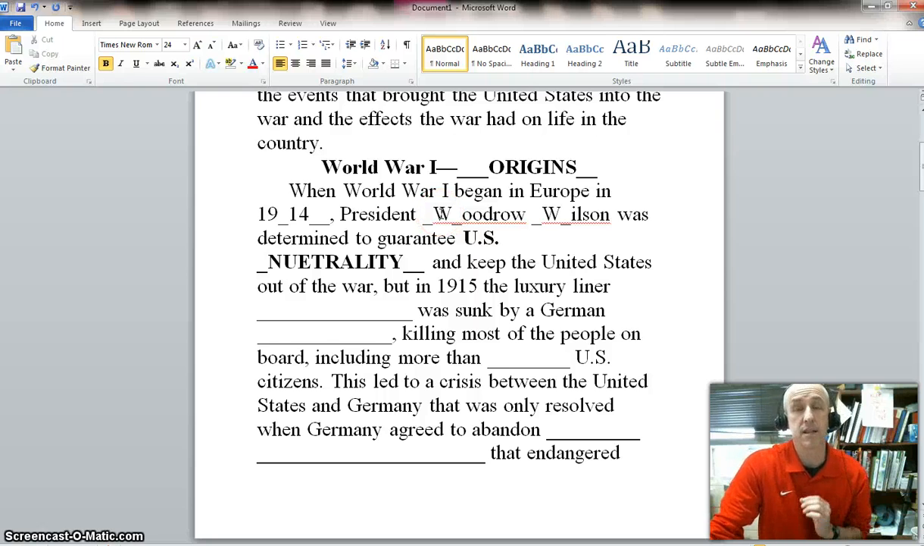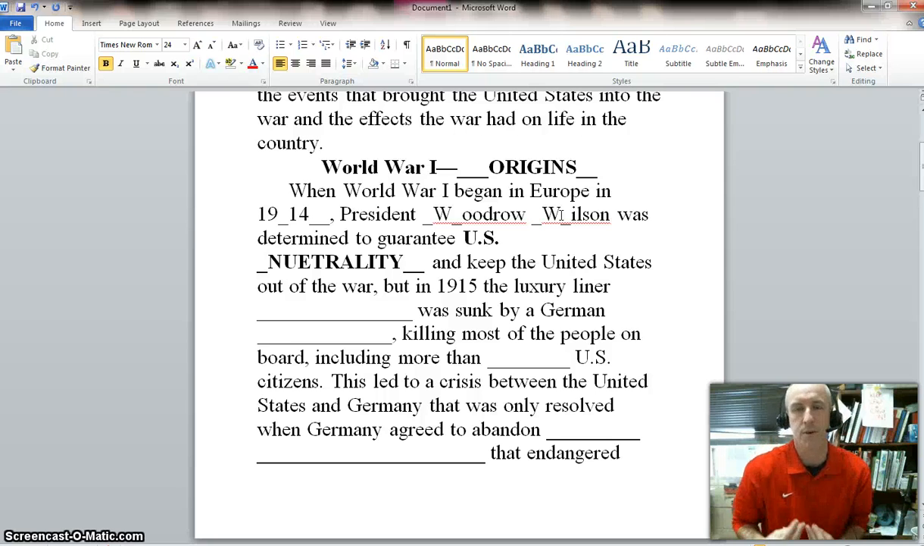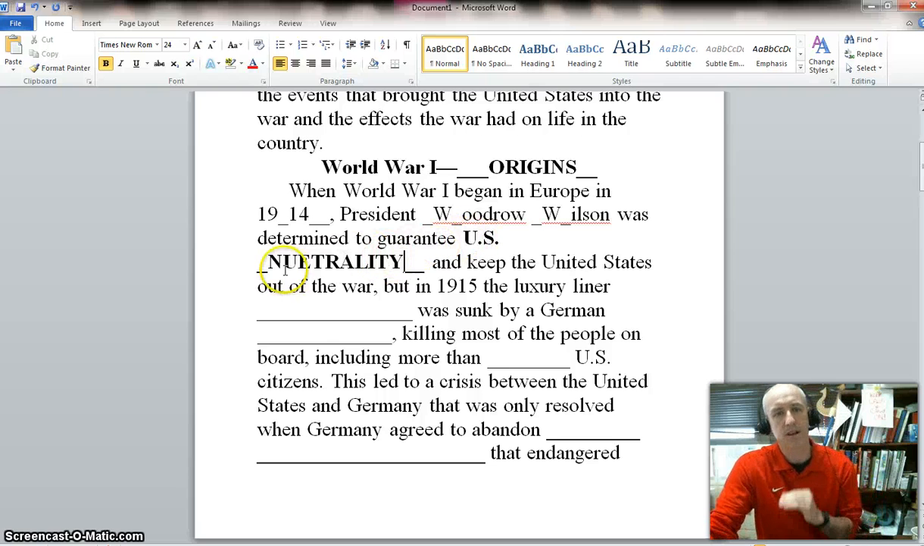How can you remember the President of the United States during World War One? His name is Woodrow Wilson. If you put your hands up in the air, Woodrow Wilson, you'll see World War. I like to call him World War Wilson. The President of the United States during World War One is World War Wilson. Woodrow Wilson. And what he wanted to do was keep us out of the war. He wanted us to be neutral and keep the United States out of the war.